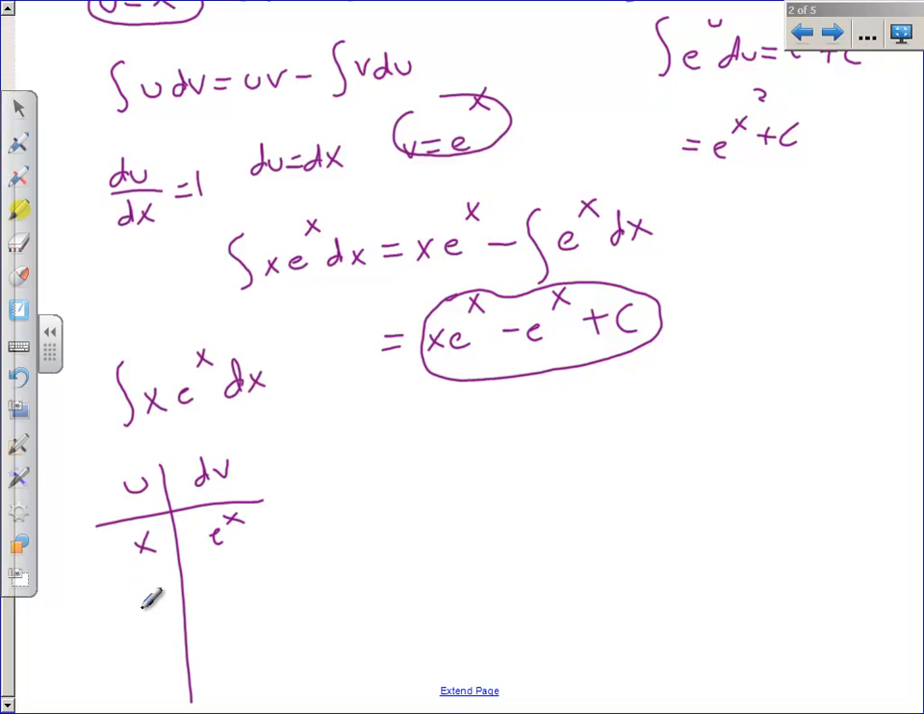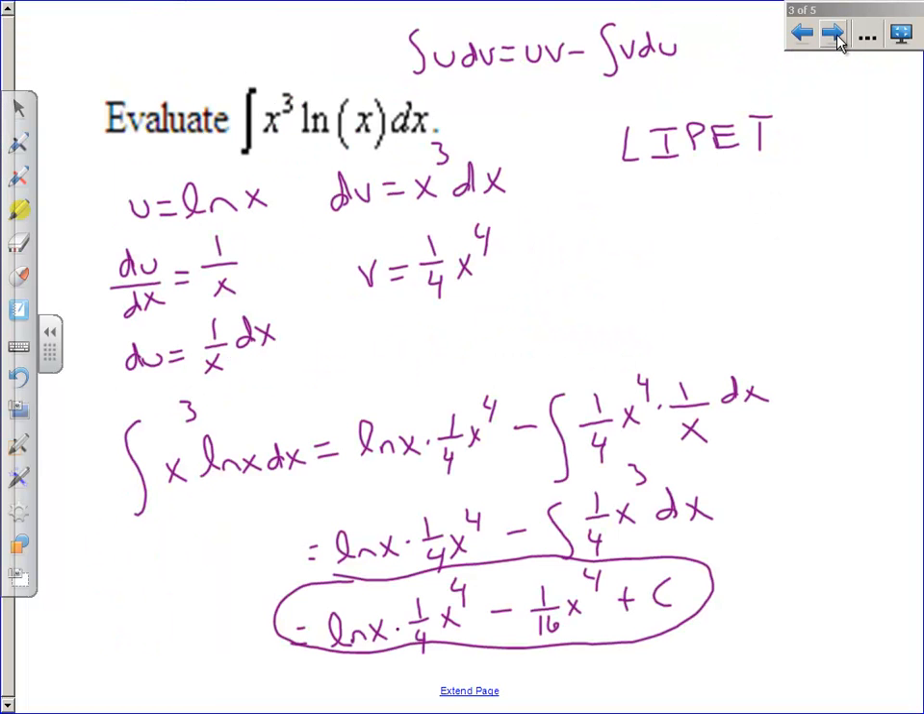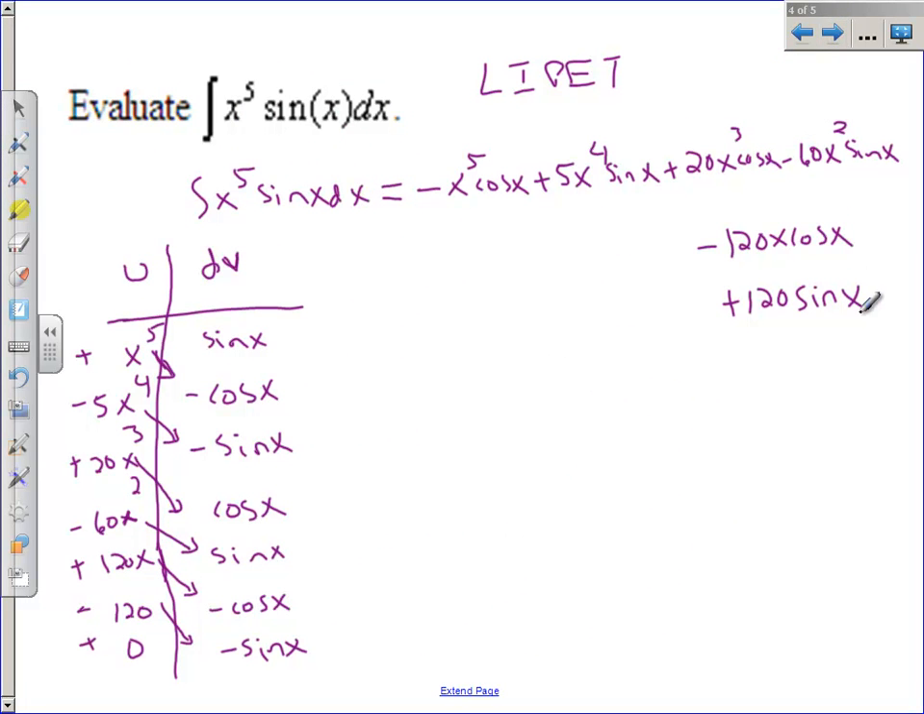Take the derivative until you get to 0. The derivative of x is 1, the derivative of 1 is 0. Integrate the same amount of times. Put plus, minus, plus, and we multiply straight down. Let's see if we could have gotten this answer. Is it the same? So it's x times e to the x, there's that, minus 1 times e to the x, there's that, and there's your answer. Oh, plus c. I wonder if I put plus c on my other one. Nope, plus c.